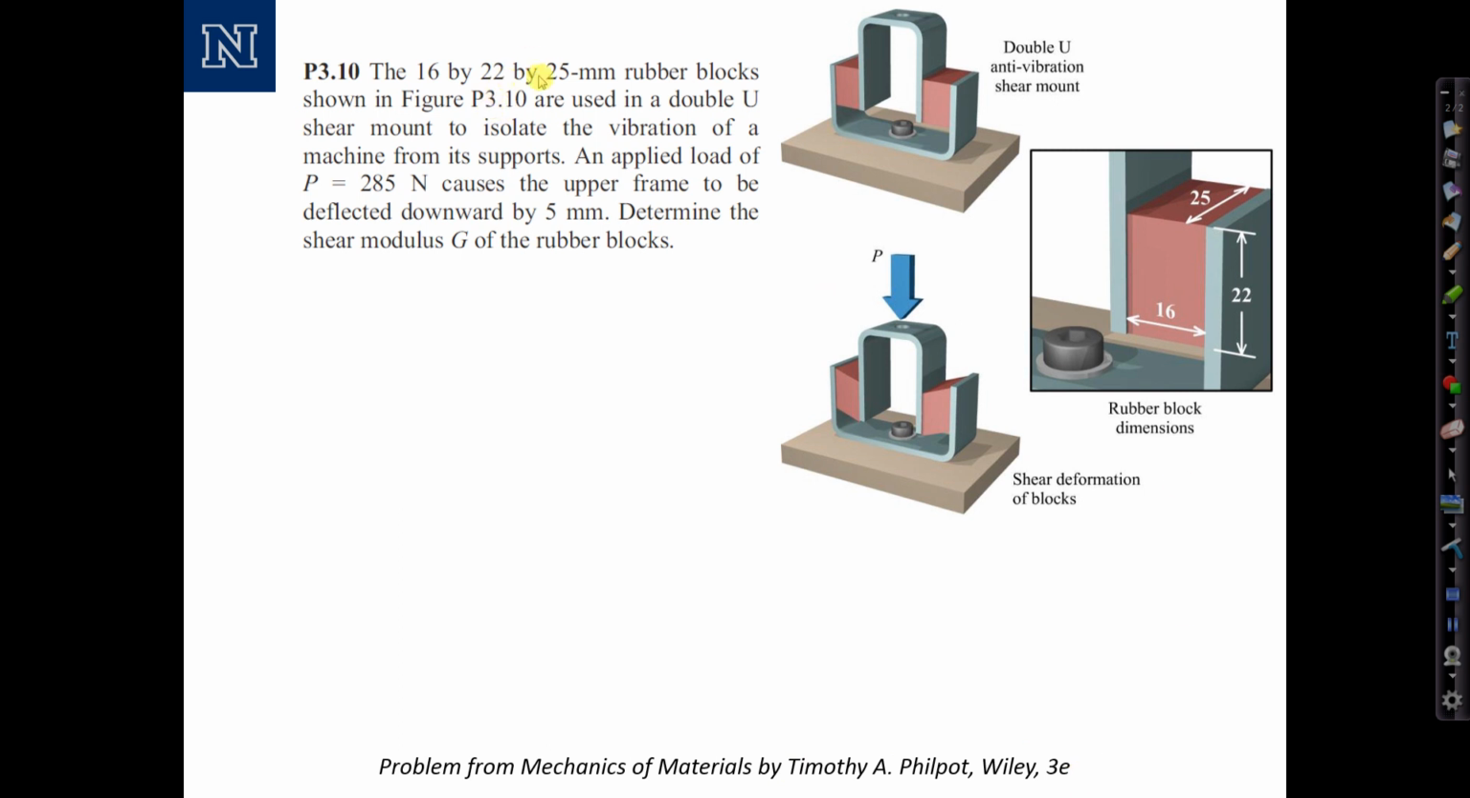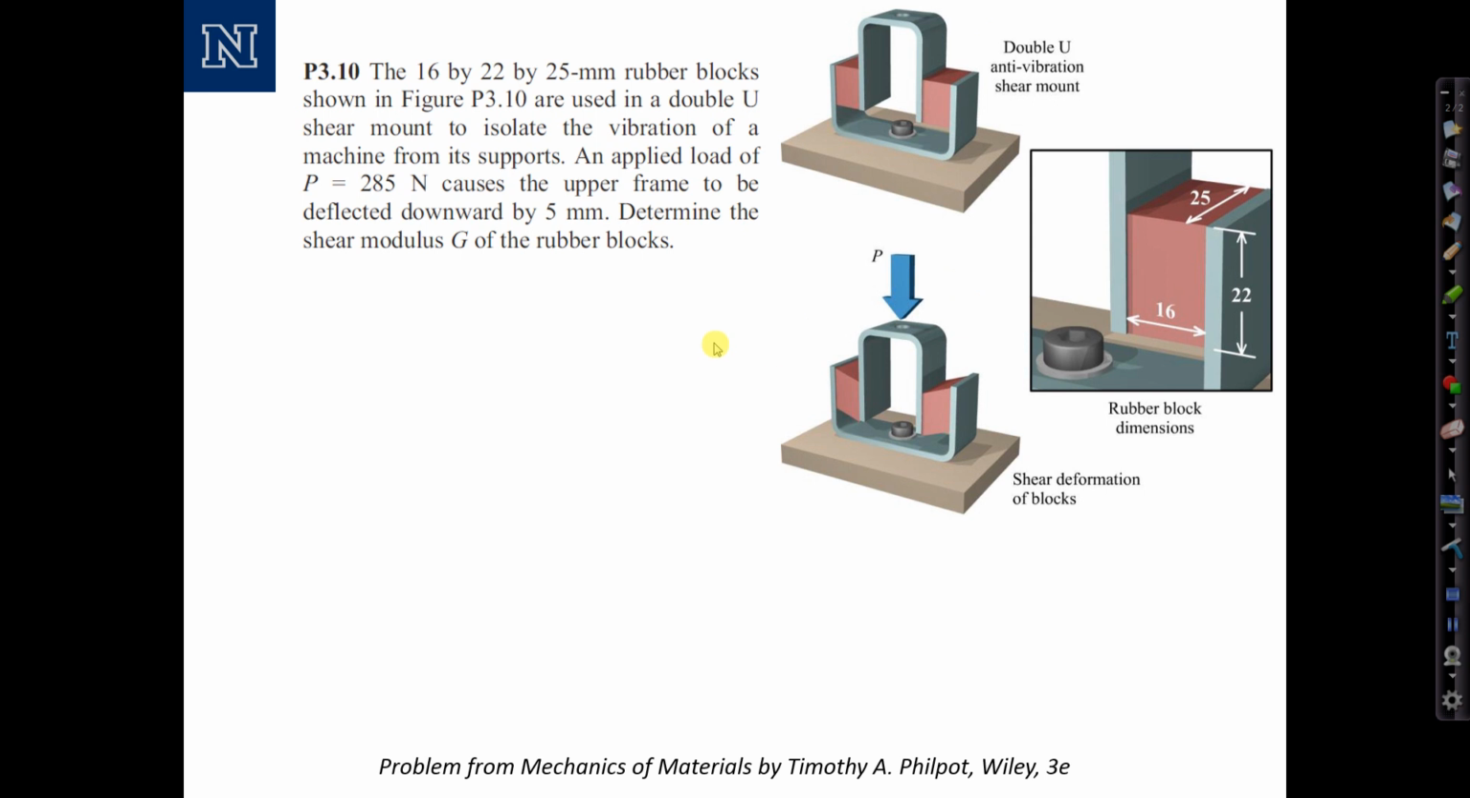The 16 by 22 by 25 millimeter rubber blocks shown in the figure, that's these blocks right here, are used in a double U shear mount to isolate the vibration of a machine from its supports. An applied load of P equals 285 Newton causes the upper frame to be deflected downward by 5 millimeters. Determine the shear modulus G of the rubber blocks.